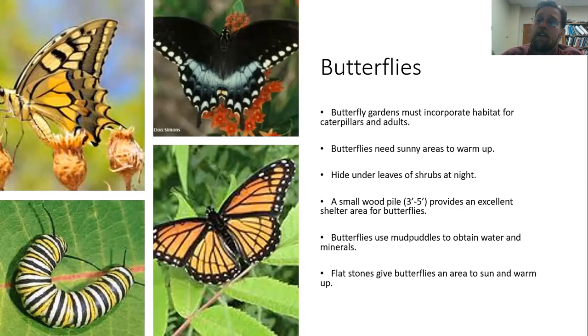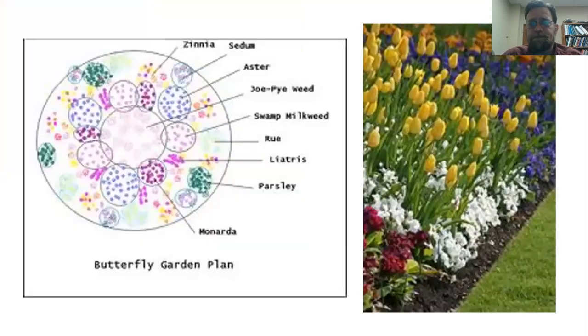Really good thing to add in are some good flat stones. Those flat stones are going to collect some warmth from the sun, and that really gives them a nice area to warm up in the morning. Of course, having food plants for your butterflies is going to be really important. The most famous of those, of course, is milkweed. There are all sorts of different kinds of milkweed that are native.